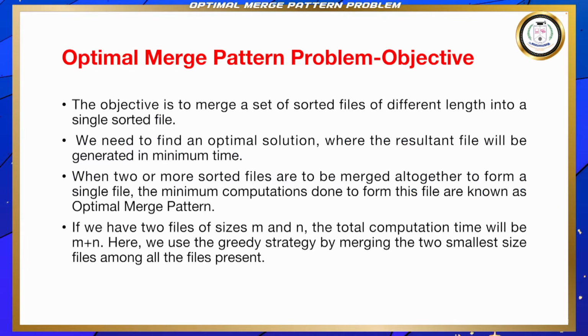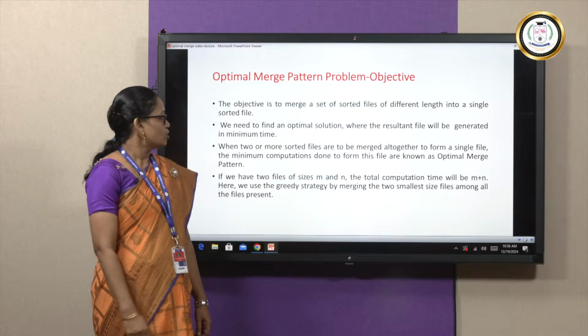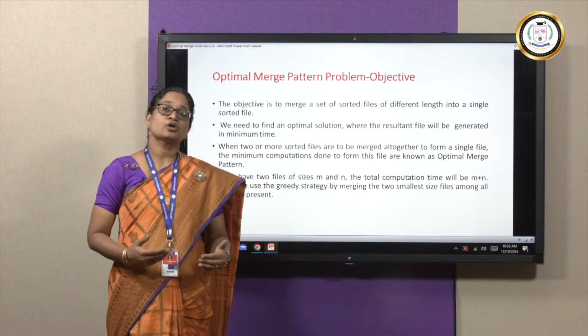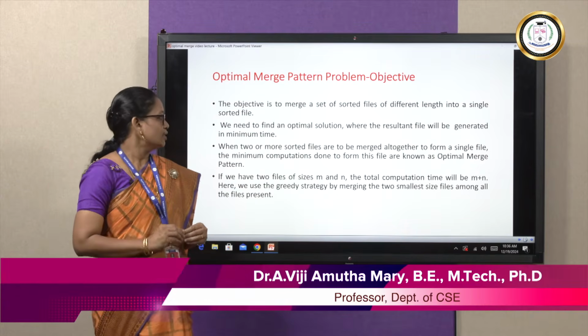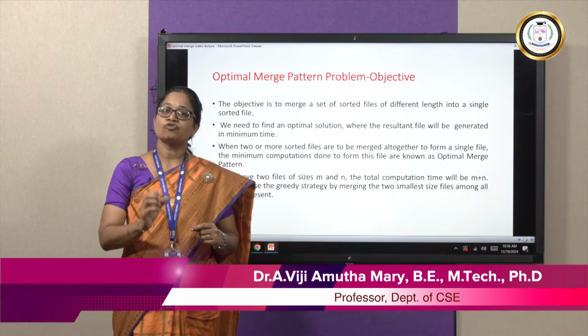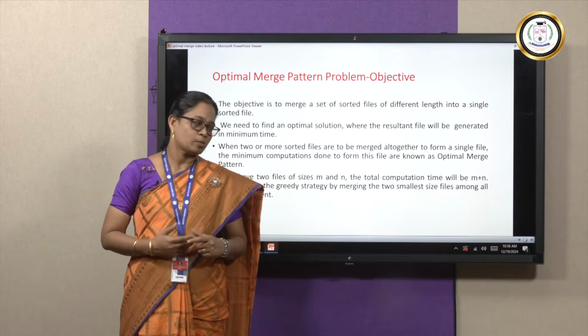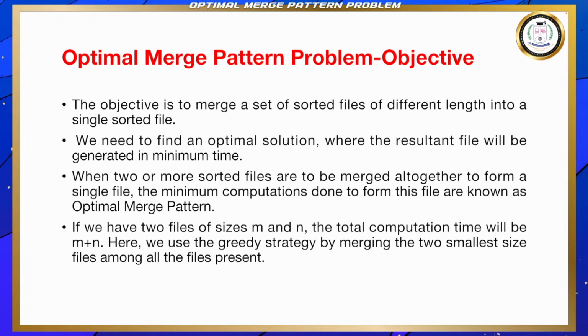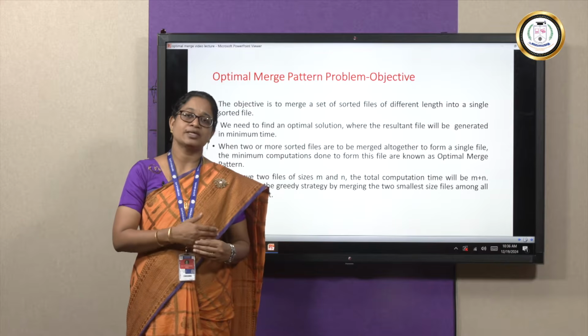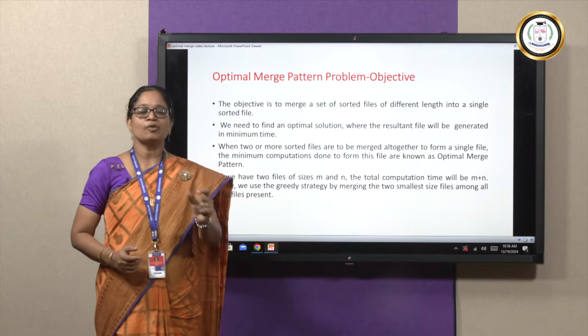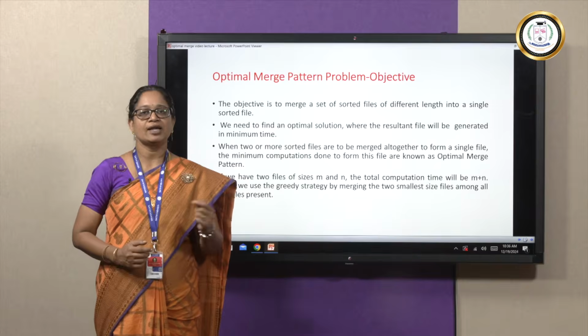Let's discuss the objective of optimal merge pattern problem. The objective is to merge a set of sorted files which are of different length into a single sorted file. So when you are merging two or more sorted files into a single file, the minimum computations that are done to form the single file is known as the optimal merge pattern problem. When you are merging two files of different sizes m and n, the total number of computations will be m plus n.